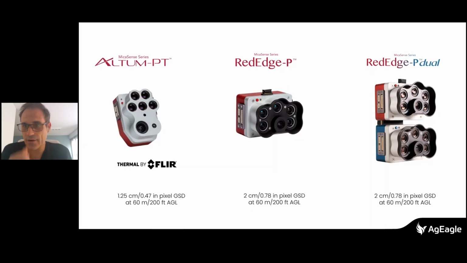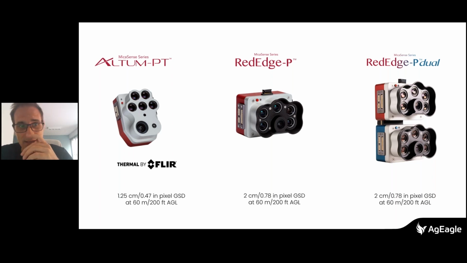So these are our sensors that we have right now. This is our entire portfolio, with some very basic specs here on what the resolution is after pan sharpening at 60 meters, or 200 feet, above ground. So for the Altum PT, P is for the panchromatic and T is for the thermal, because it does have a thermal channel. It's 1.25 centimeters at 60 meters.